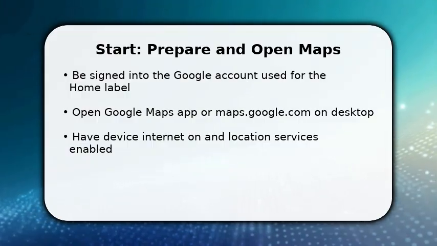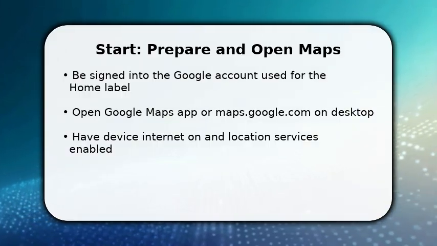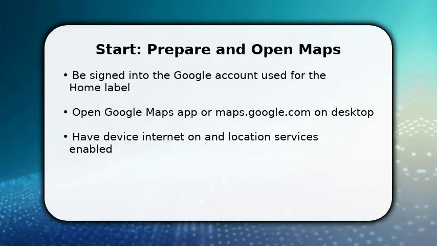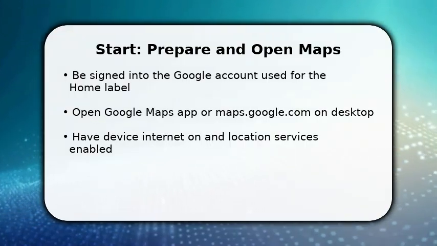You're signed in and Maps is open. Now remove the home label. On mobile, tap Saved then Labeled. On desktop, click Menu, Your Places, Labeled. Once done, locate Home in the list and prepare to edit or remove it.